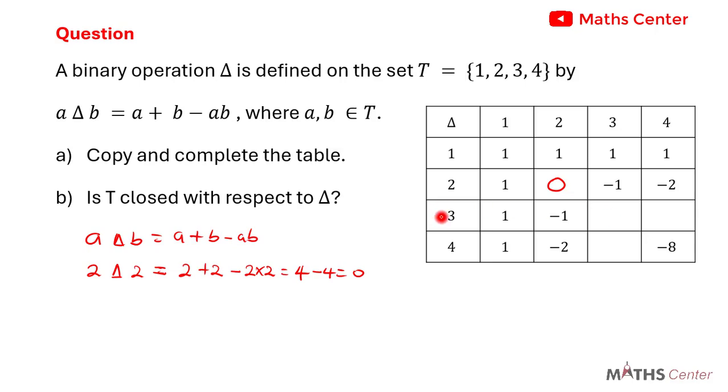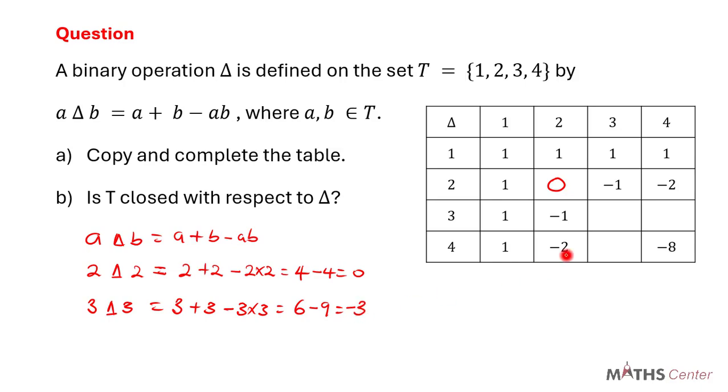The next one will be 3 delta 3. So let's find that. 3 delta 3. By comparison, A will be 3 and B will be 3. So that will be 3 plus 3 minus 3 times 3. And this will be equal to 3 plus 3 is 6. 3 times 3 is 9. So we are going to have 6 minus 9, which will give us negative 3. So we have this to be negative 3.